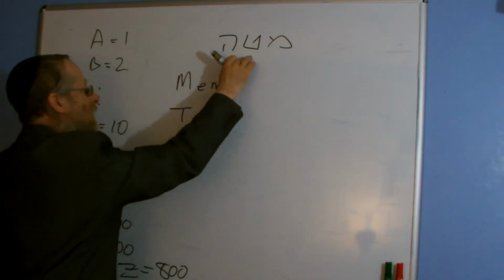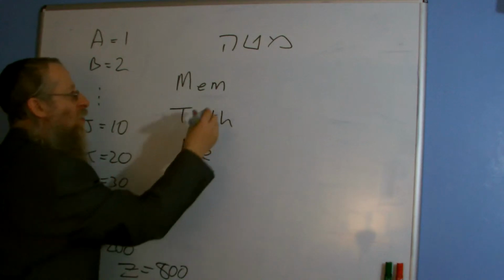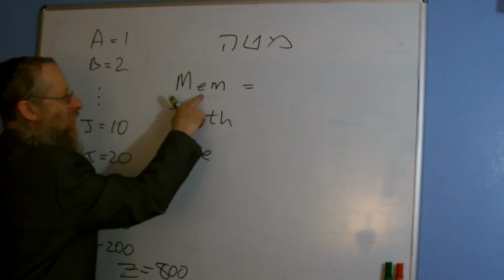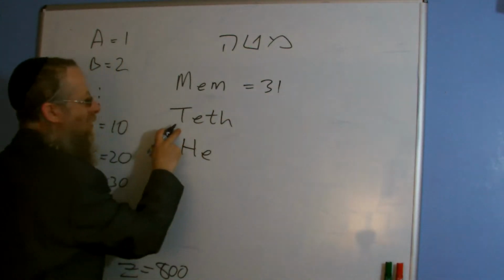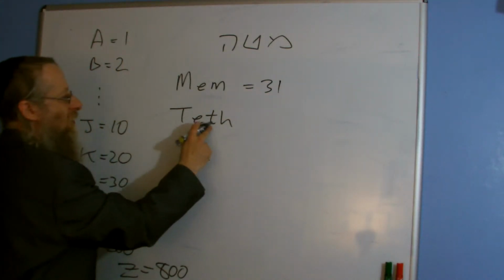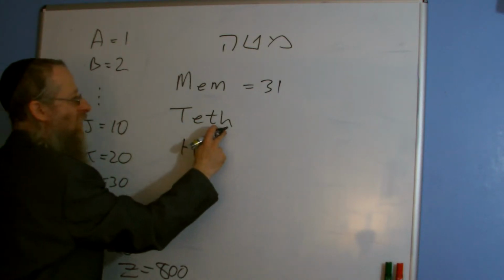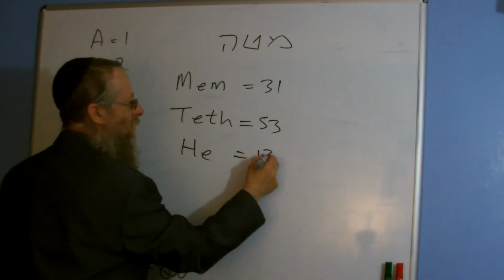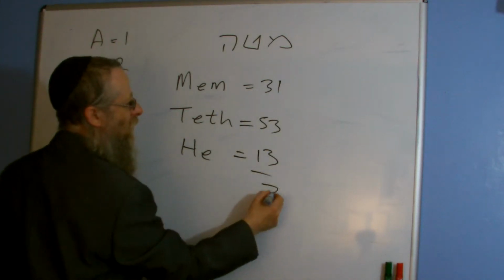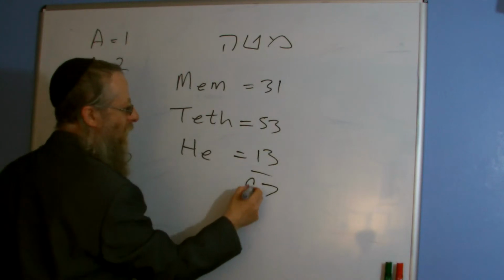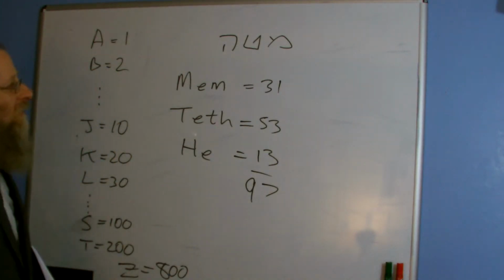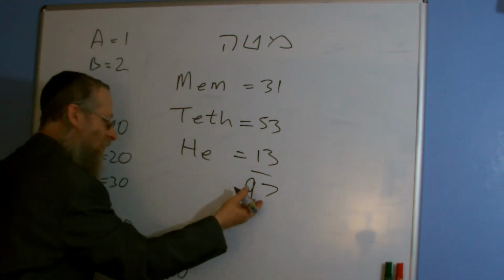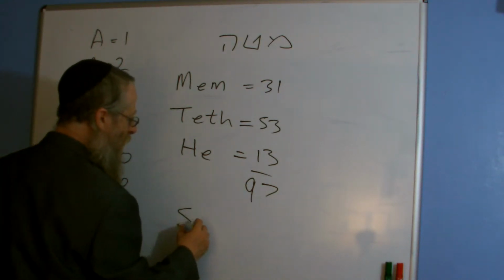Mem, tet, hey. If I work out the placement value for all these, then M is 13, 26 plus 5 is 31, T is 20, 40, 45, plus 8, 45, 53. Then hey is 8 and 5, which is 13. 3 and 3 and 1 is 7. 3, 5 is 8, 9. So I've taken the English names of the Hebrew letters and I got 97. Now I shall write out the word serpent.